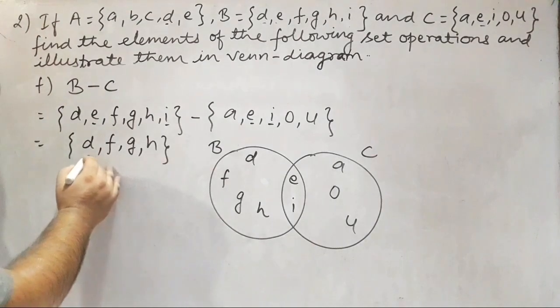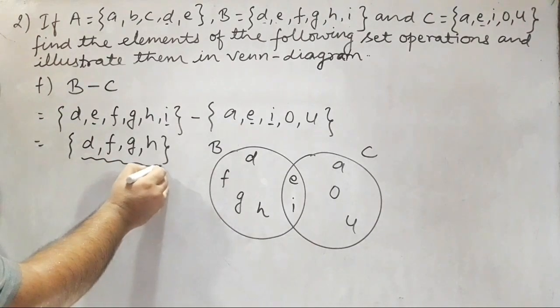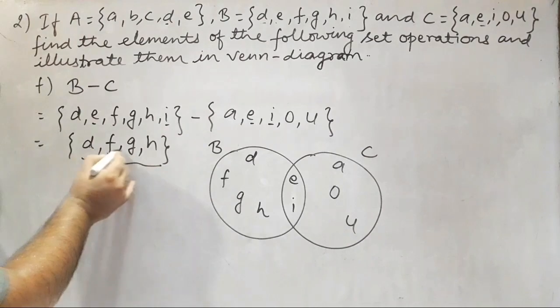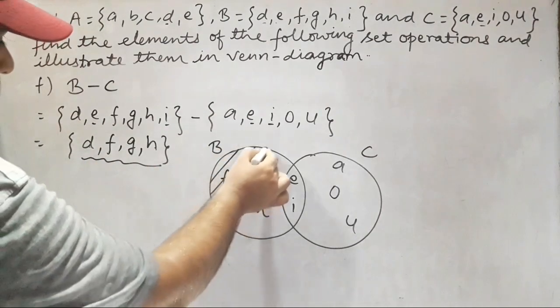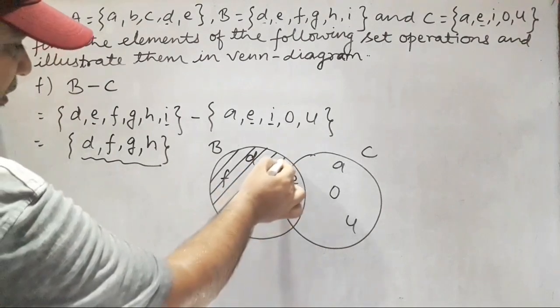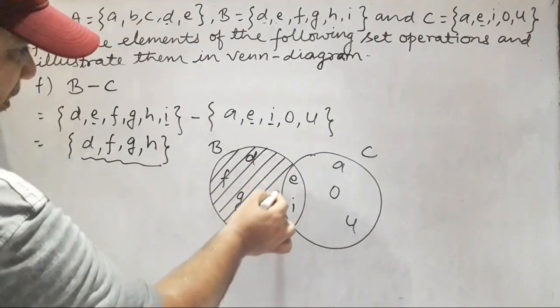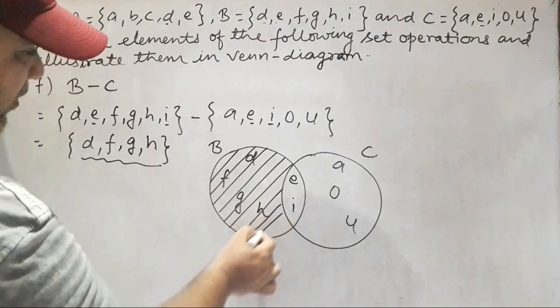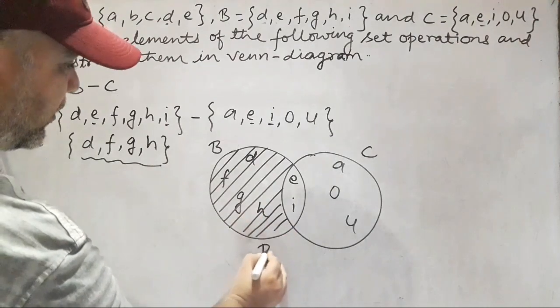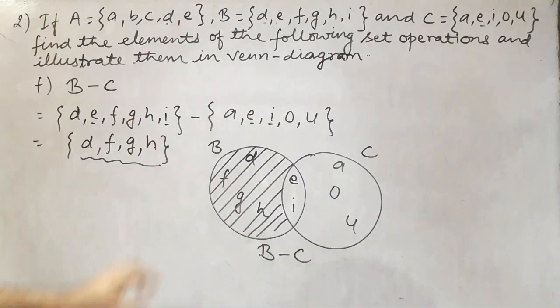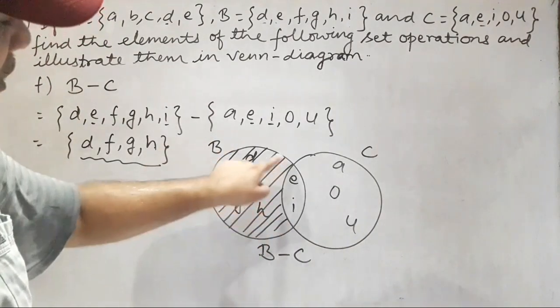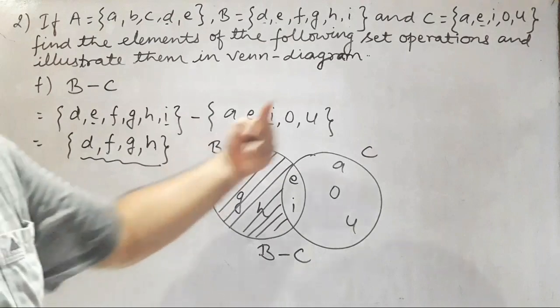Now which part should be shaded? The part containing the elements D, F, G, H. That is this part, only of B. So this part is B minus C. We can clearly see that this part is only the part of B but not of C.